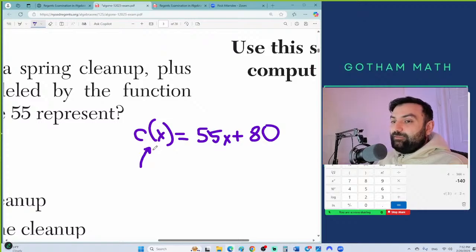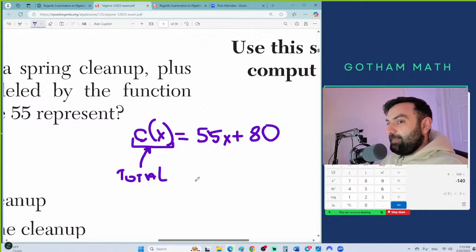Whatever this is, c of x, f of x, g of x, it doesn't really matter. It's just a name. So function c is usually the total. The total money earned, the total minutes passed, whatever. You just need to know that it's some sort of a total.